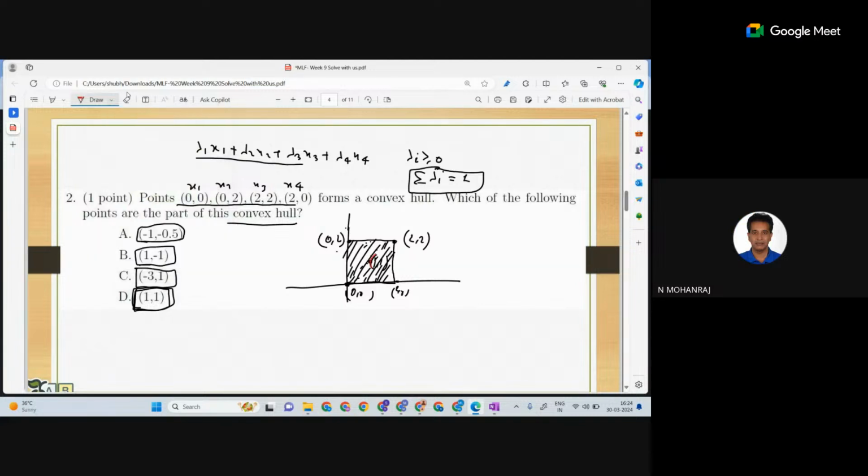Sir, graphically solving this is okay. Yes, that intuition is okay. If we don't consider the graphical intuition, if we use the expression, how to approach this?